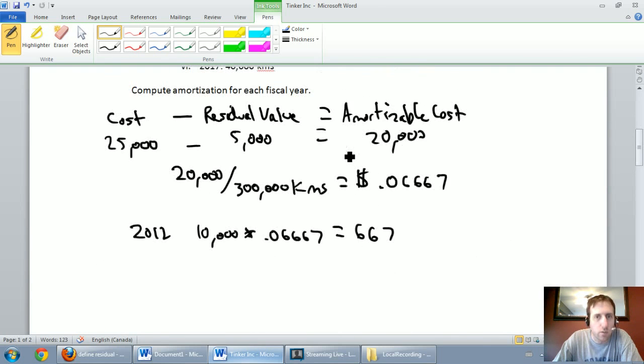We do not do that for units of production. And you might be saying, well, why not? Why don't I take 4/12 of this number then? Because I only owned it for 4 months.